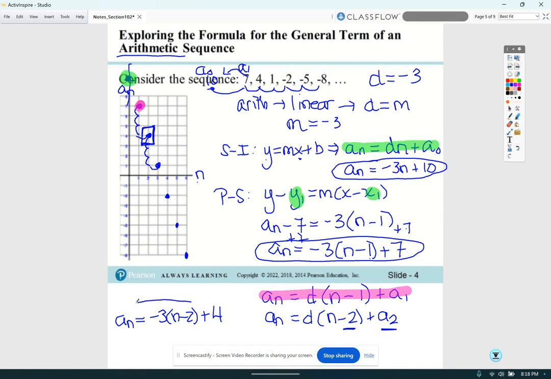Now, all three ones that I have circled on this page are all the same then. If you simplify them, like distribute and combine like terms, you get the same thing either way.